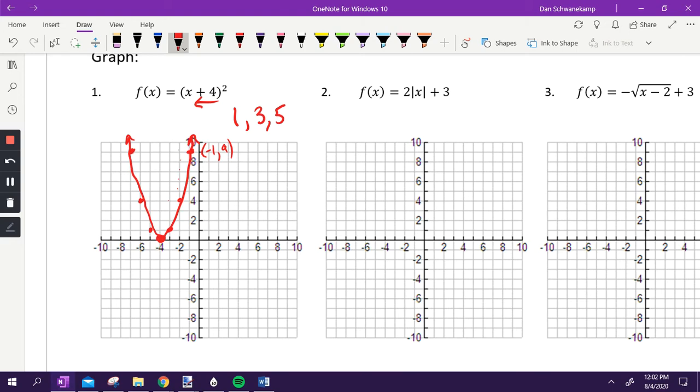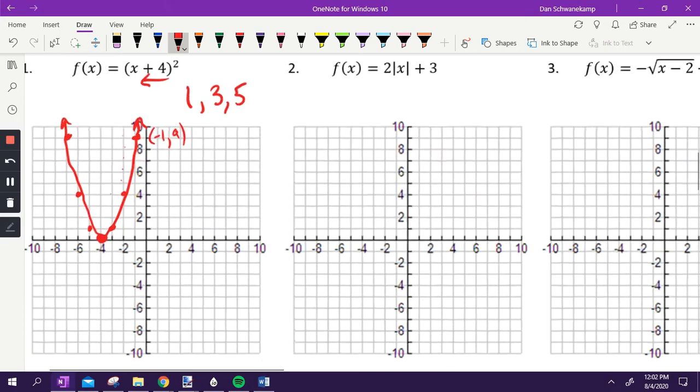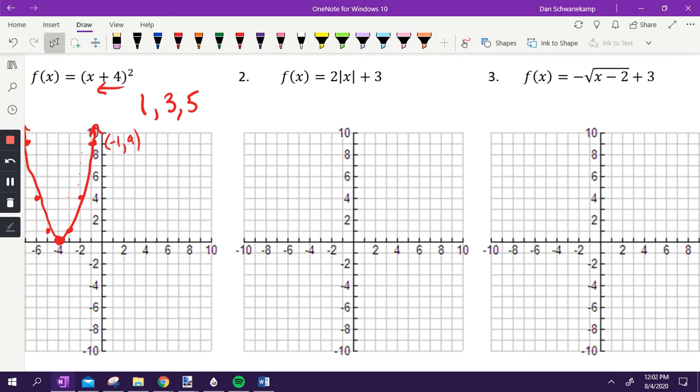Questions on number 1? Number 2 says 2, absolute value x plus 3. Show me with your arms. What's the shape going to be? Absolute value, so it's a V. Point. Which direction is that +3 going to take my graph? +3 tagged on the end, so it's going to take me up 3. So there's my starting dot.